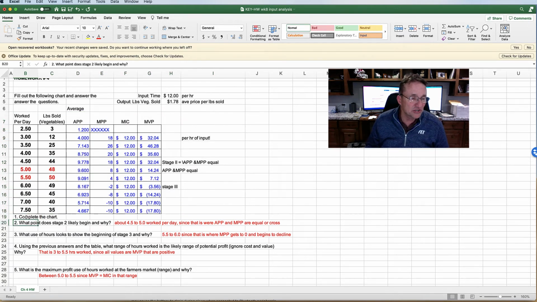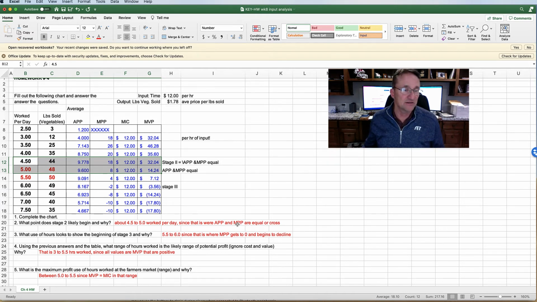So question 2 says, what point does stage 2 begin? Well, that's somewhere between here and here. So 4.5 to 5, since that's where APP and MPP equal, or they get crossed. They cross up in the chart. Again, once again, the chapter's got these examples.